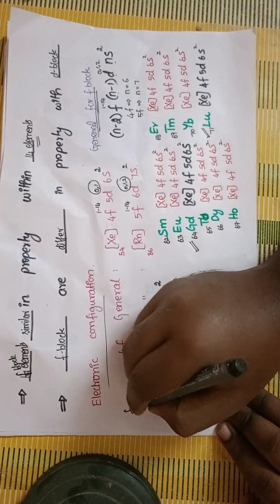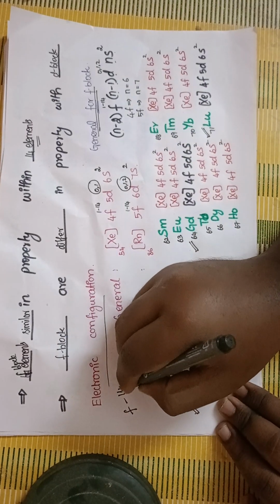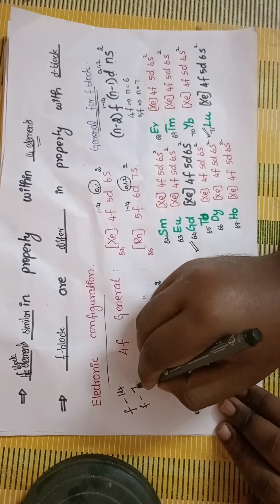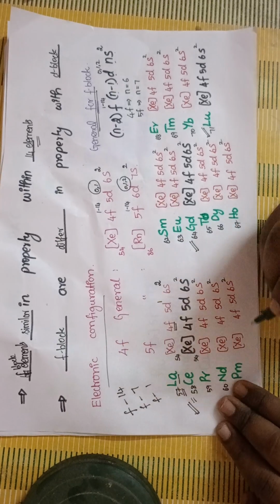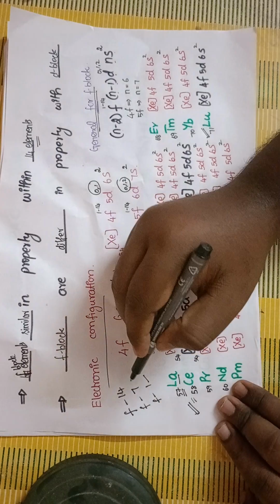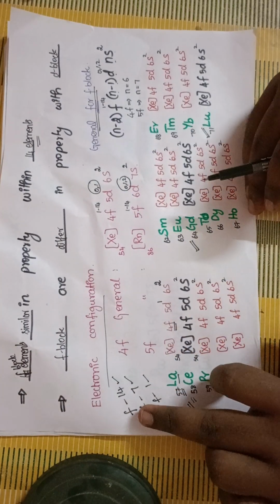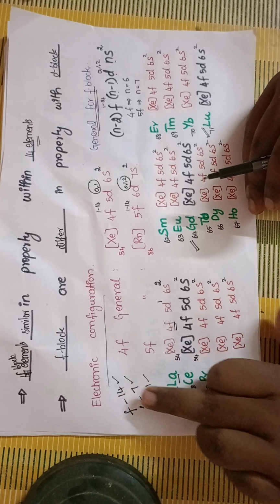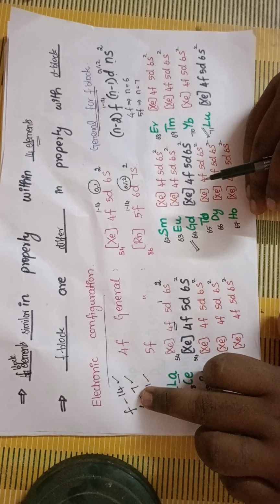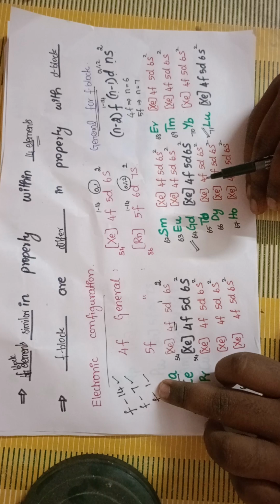F can accommodate a maximum of 14 electrons. Half of that is 7. First one is 1. So first element, 7th element, 14th element. Try to remember it this way. F can accommodate a maximum of 14. Half of that is 7. And the first one always, as it is a starting point, we should include that one also.